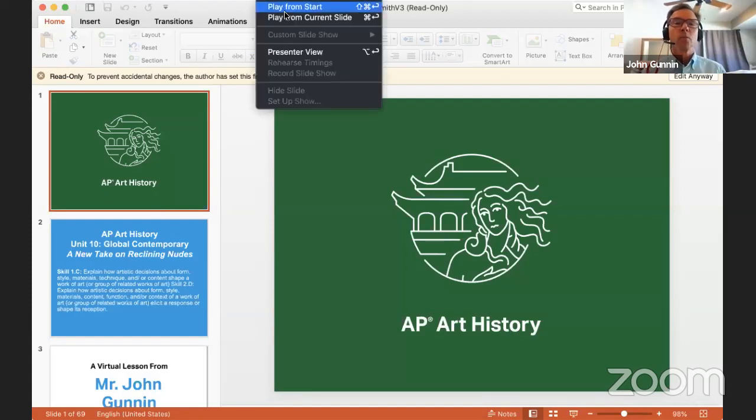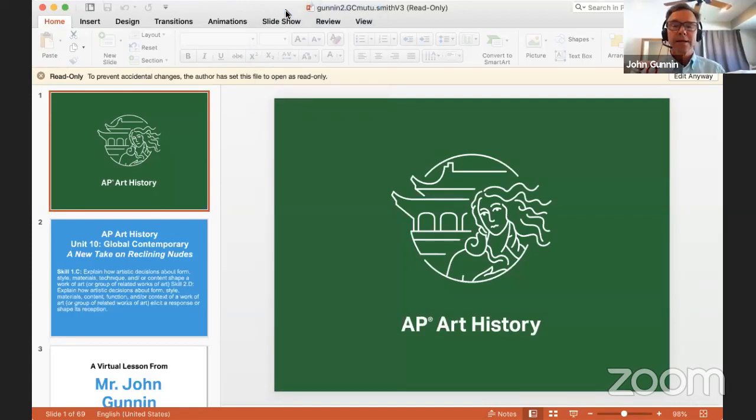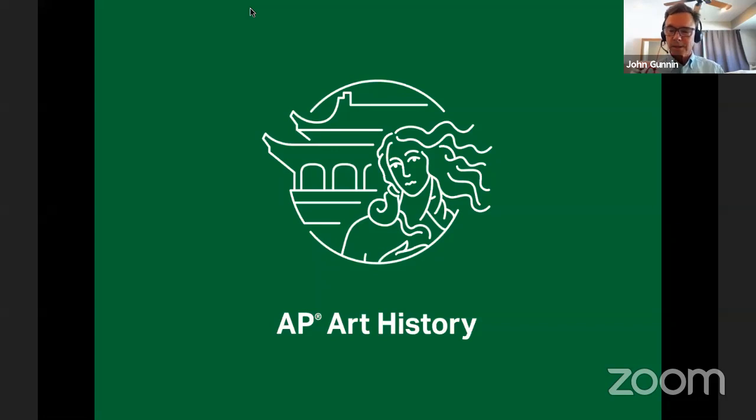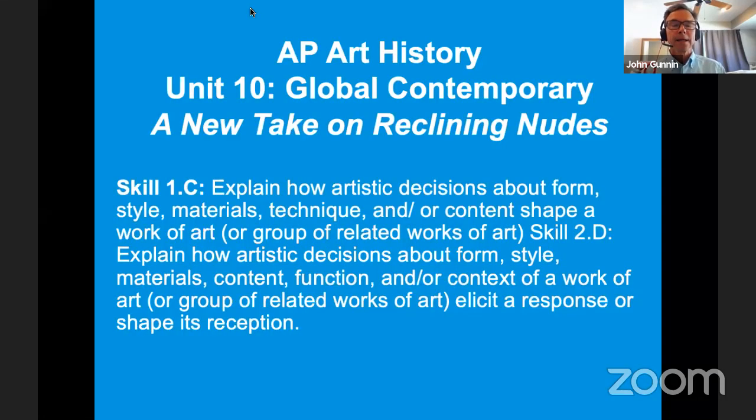And we are today going into the global contemporary section. And we will take a slice out of it looking at reclining nudes, which is a tradition in art. And there's some very alternate types of reclining nudes in your global contemporary set.